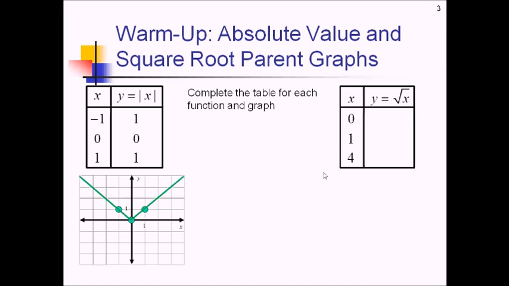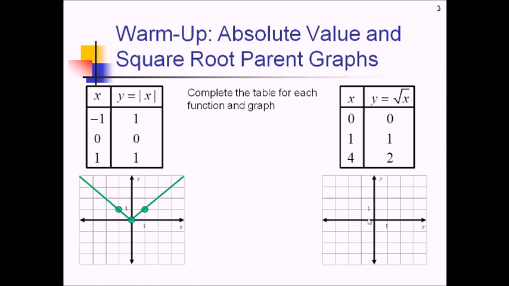Next up, pause the video, take a sec to complete this table for the square root function, and then graph it. Okay, so we've got square root of 0 is 0, square root of 1 is 1, and square root of 4 is 2. So graphing those, 0, 0, 1, 1. Notice that absolute value graph also has those 2 points, but that third point, 4, 2, makes this look a little bit different.